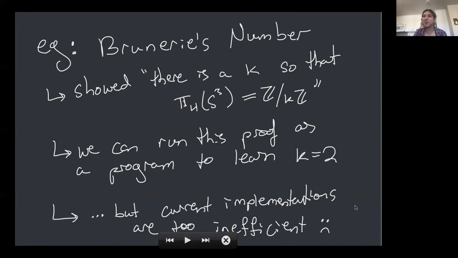Unfortunately, current implementations are too inefficient. So every time we try to run it, our computers run out of memory. Or if you write it in a way which is slightly more memory efficient, then you'll wait until the heat death of the universe or whatever. So that's unfortunate.